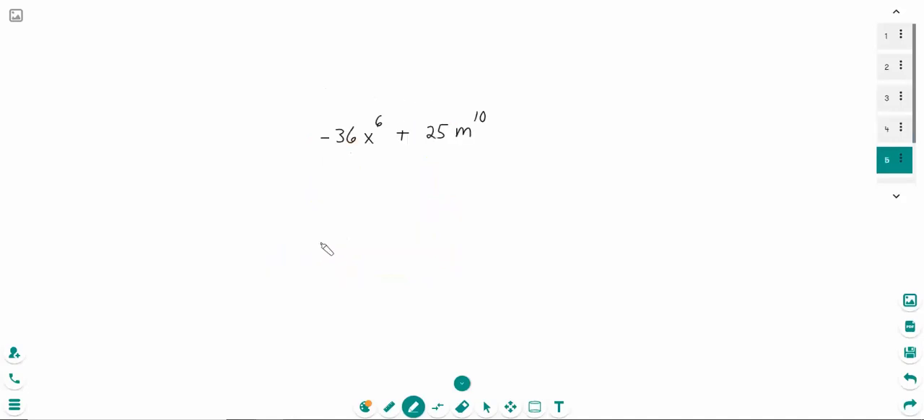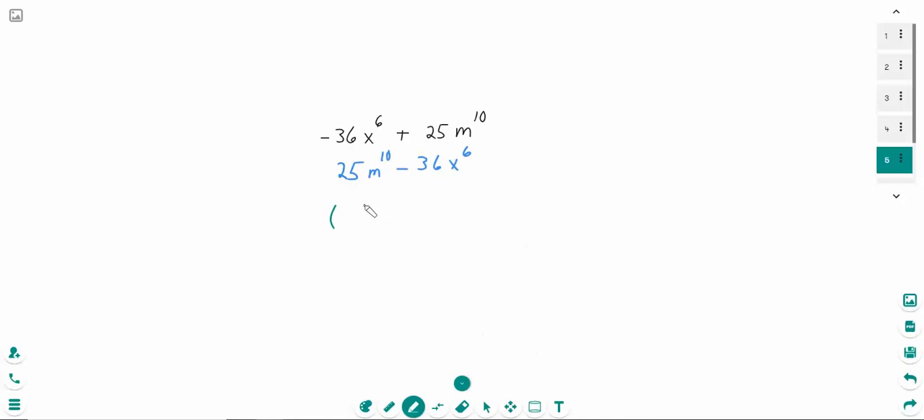All right, let's try this one. Go ahead, pause the video, give it your best shot. All right, you should be well aware of this trick now. We first need to rearrange it, get the minus sign in the middle. Minus 36x to the 6th, right? Now we can look to see if it's a perfect square.